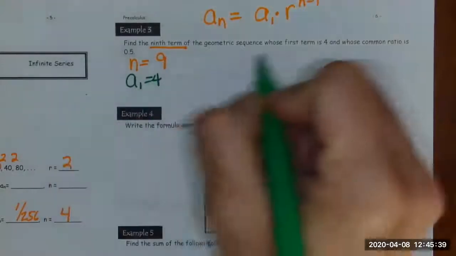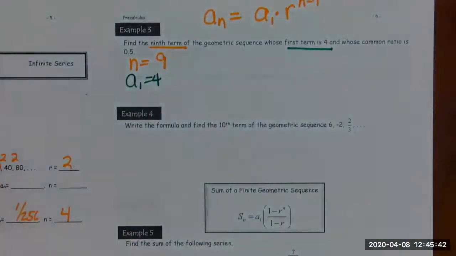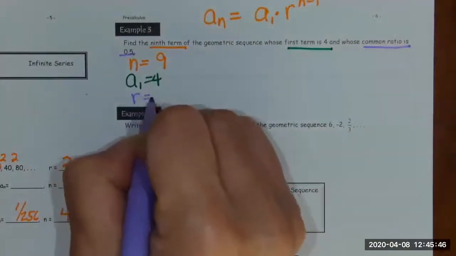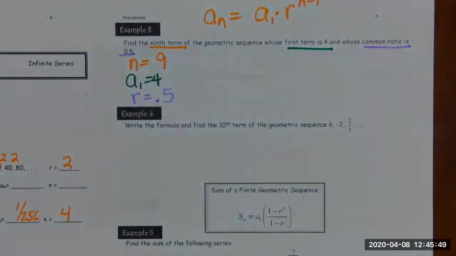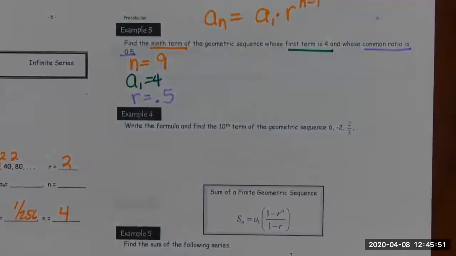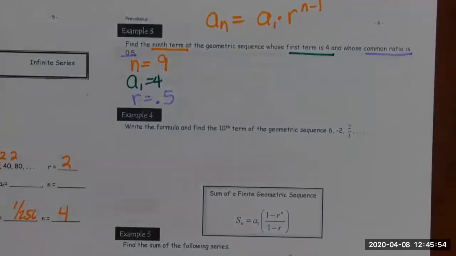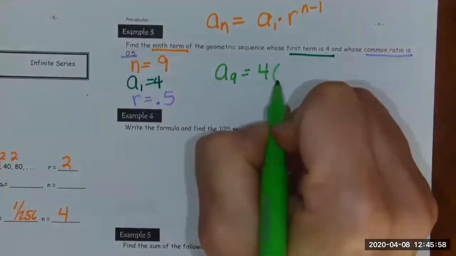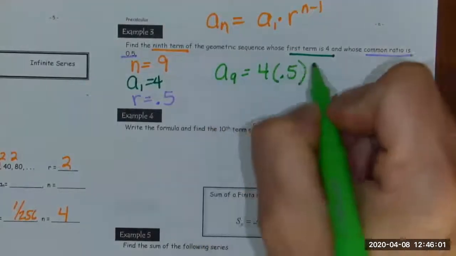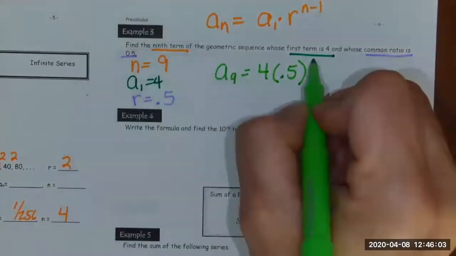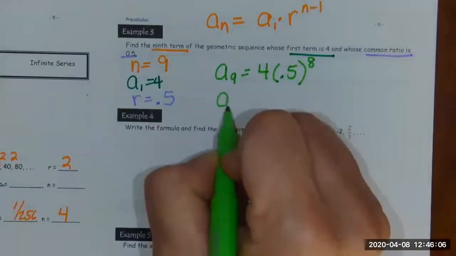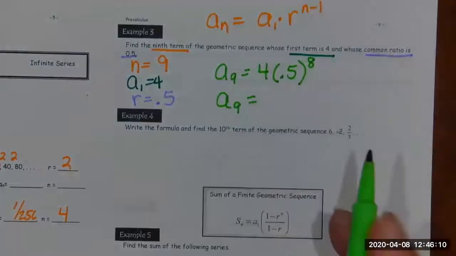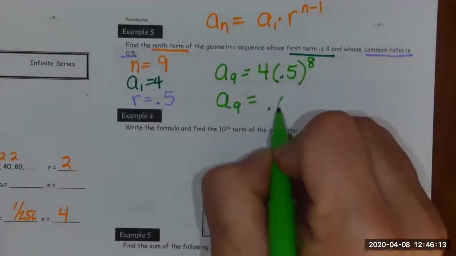A1 is 4 because the first term is 4. Common ratio is 0.5, so R equals 0.5. I just like to color code those so you can see what's going on with that. Now let's write this down. So we're going to say A to the 9th equals 4 times 0.5 to the N minus 1. 9 minus 1 gives us 8. So you can just pause this for a second and plug it into your calculator. If you use the 0.5, you're going to get this.